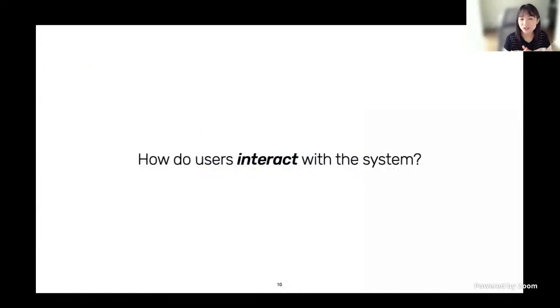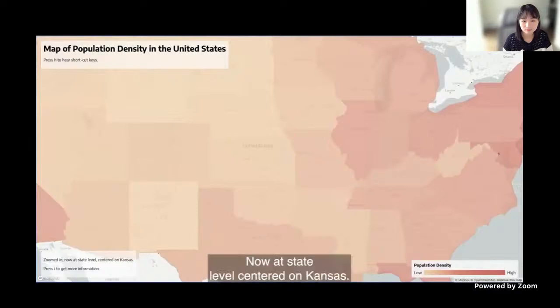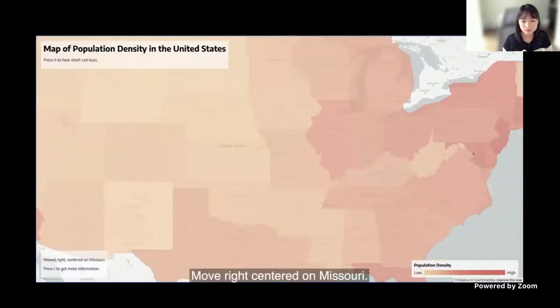So let's take a look at how users interact with the system. Map region, now interacting with the map. Zoomed in, now at state level, centered on Kansas. Press I to get more information. Moved right, centered on Missouri.